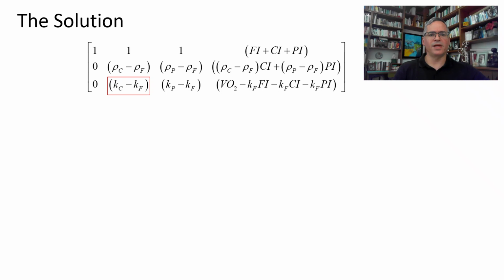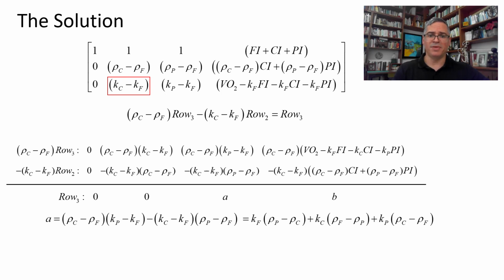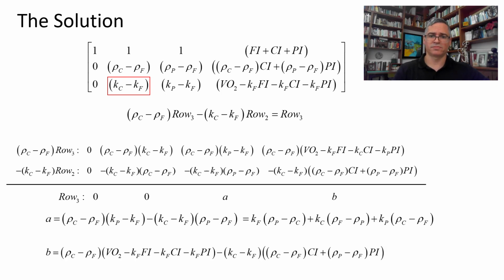I now want to place a 0 in the position labeled with the red box. This can be done by performing the following row operation, where I take row 3 times the difference between the energy densities of carbohydrate and fat, and from this product I subtract the product of row 2 times Kc minus Kf, resulting in the new row 3. In this new row, A is equal to the following expression, that can also be written in the following form, and B is equal to the next equation.